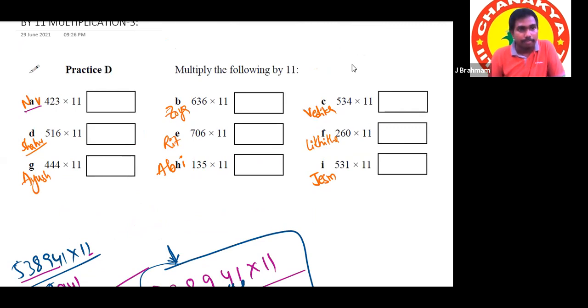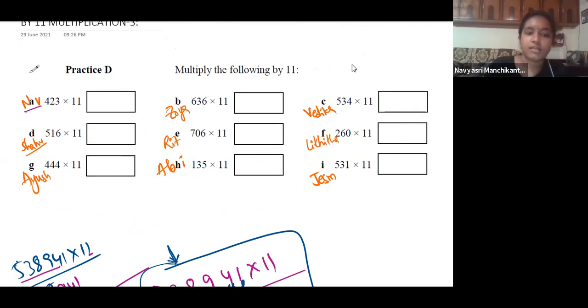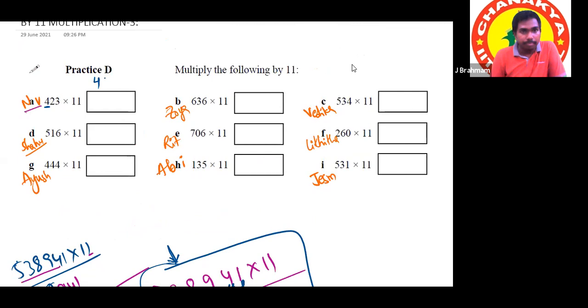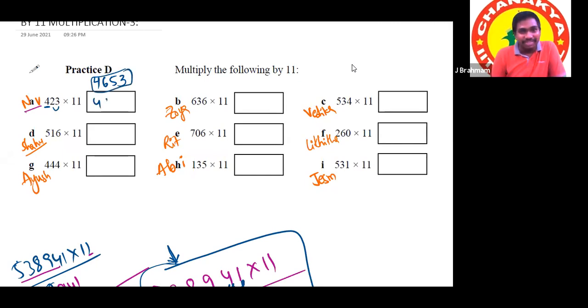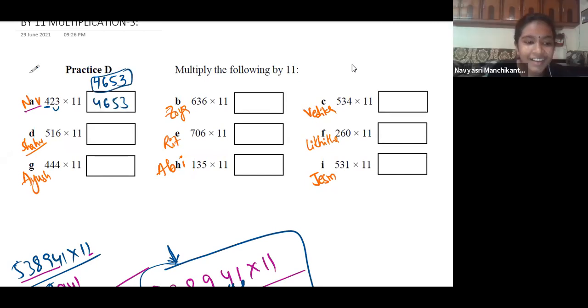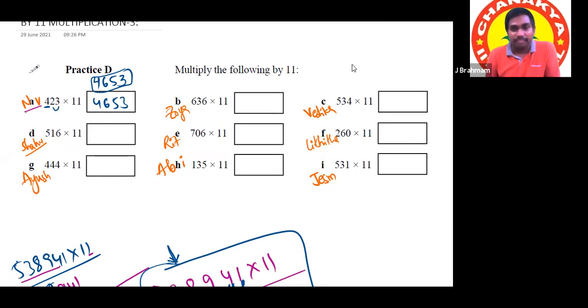Start, Navya. Yes, sir. First we write 4. Then 4 plus 2 is 6, so we write 6. Then 2 plus 3 is 5, so we write 5, and then we write 3 as it is. There are no carries, right? Easy. 4, 6, 5, 3. That's all.